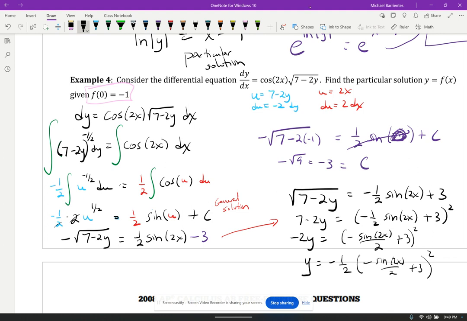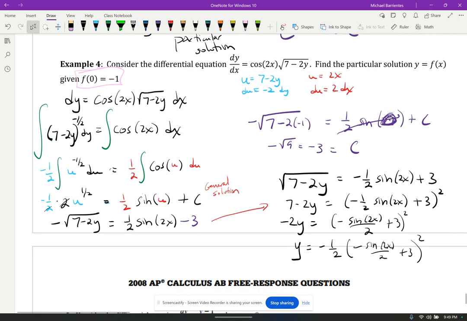So I'm claiming that this is going to be the particular solution that we're looking for. And I know that this works because if I were to take 0, my x, and substitute it in here, I would get an answer that's -1. Okay. So the moral of the story is we're separating the variables, we're integrating both sides, we're solving for c, and then we're using algebra to solve for y.